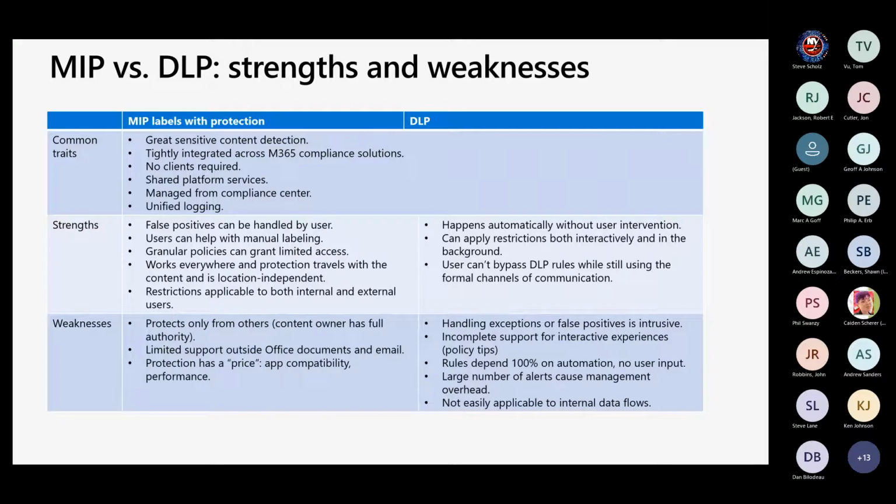So the strength is that you can have the users actually help with the manual labeling there. It does work everywhere in the sense that the protection does travel with that file itself and it's location independent. So if the file has a label with encryption already in place, it's going to move along with that file, so you don't have to worry about that. And then, of course, the restrictions are applicable to both internal and external users.